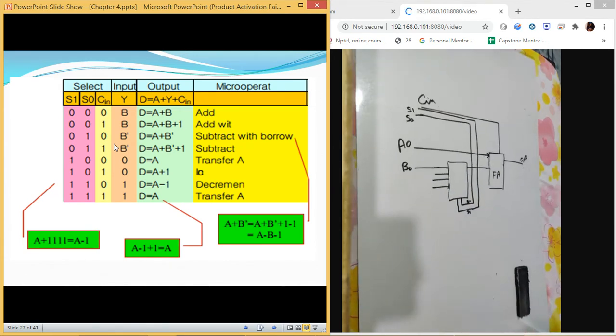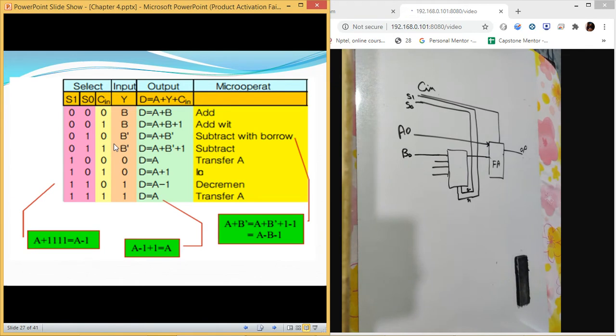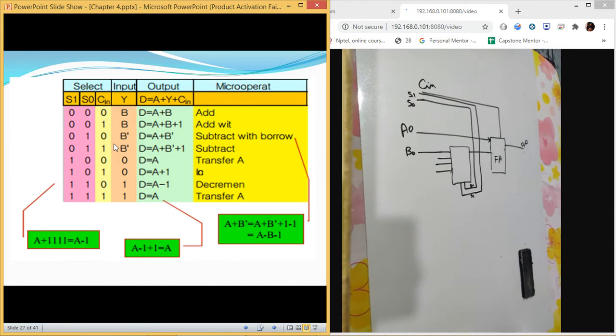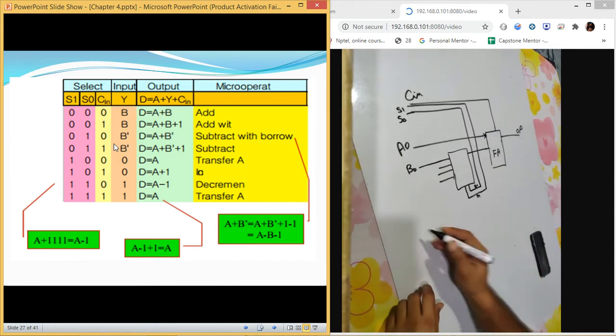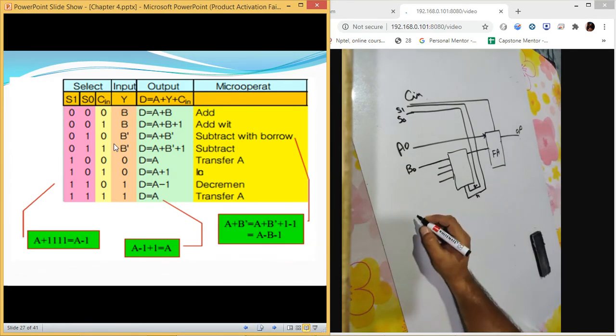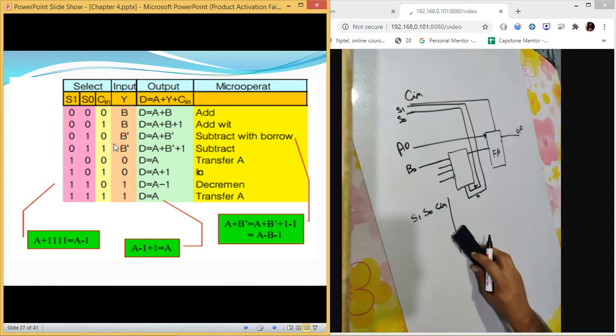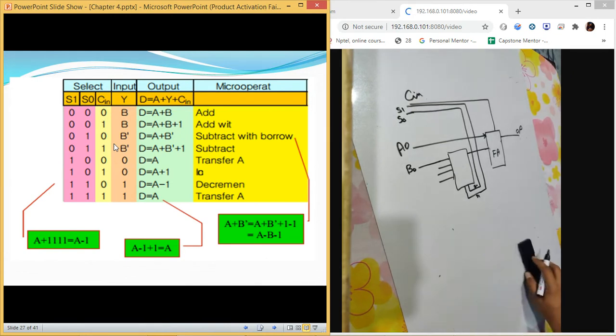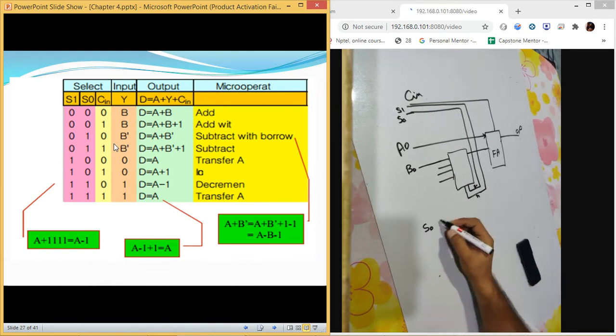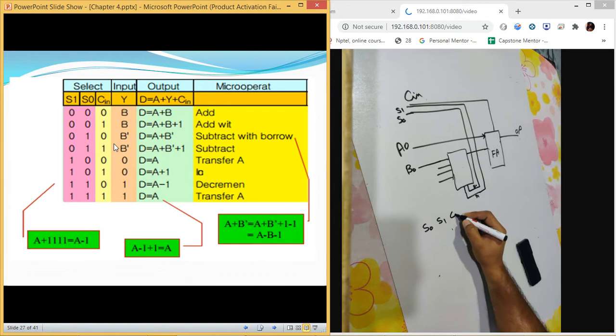Okay. Now let us discuss how it is going to perform all these functions which we have just created in the truth table. So we are having S1, S naught, Cn, sorry, wrong place, S naught, S1, Cn.